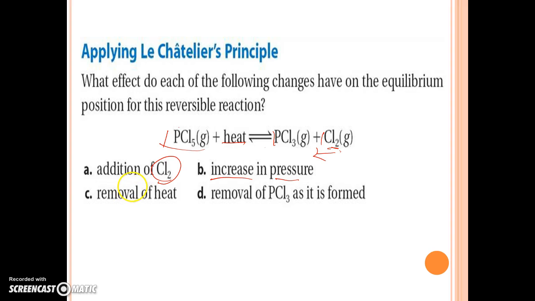If you remove heat, and heat is a reactant, that's basically like removing a reactant, and removing things acts as a pull. Removing the heat will favor the reverse reaction, making PCl3 and Cl2 recombine to form PCl5. If you remove the PCl3 as it's formed, remember removing things acts like a pull. You're removing this, you're pulling the reaction to the right.